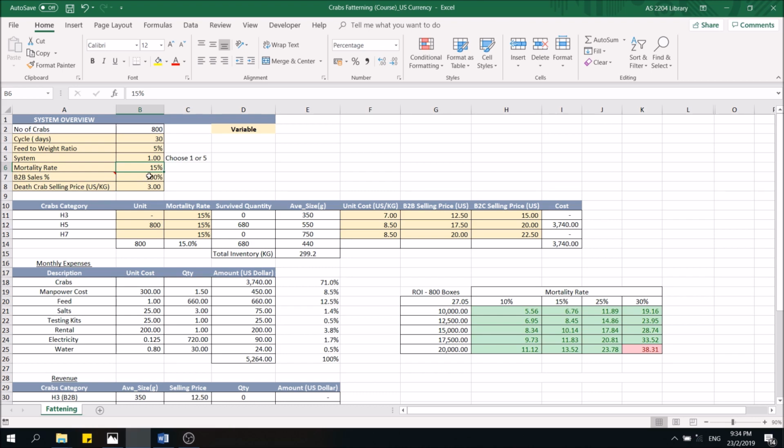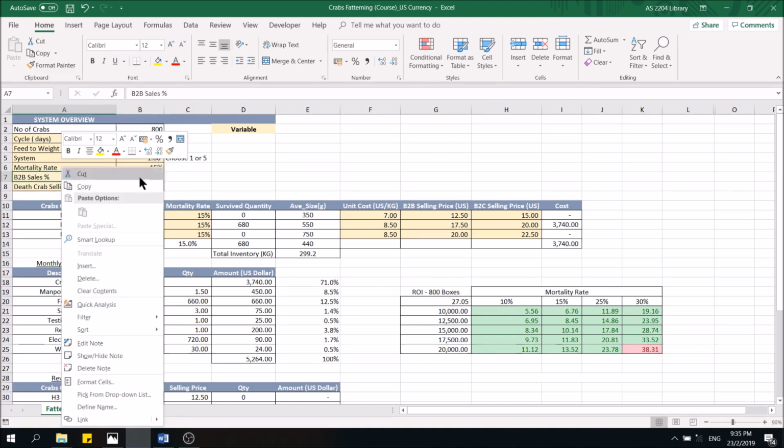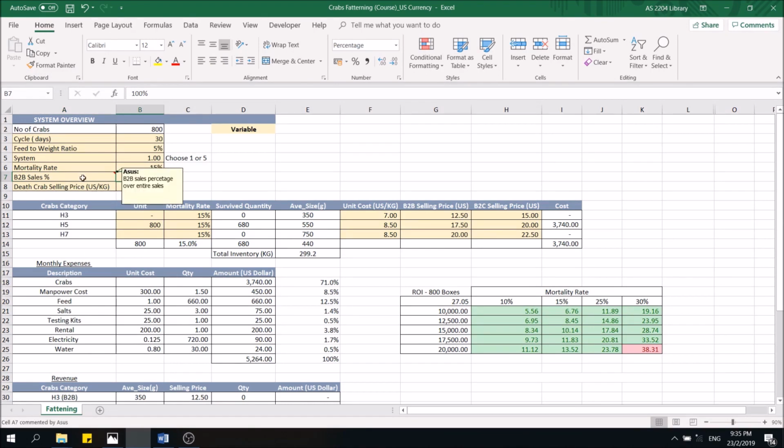Next, we have mortality rate. A typical mortality rate is around 15 to 25%. So in our system, the average mortality rate is 15%. Next, we have B2B sales percentage. It means the sales percentage over entire sales. This parameter will show you once you have B2C sales, the ROI can be faster.